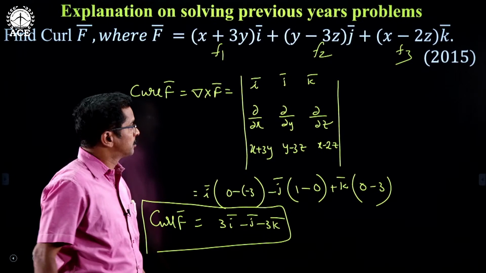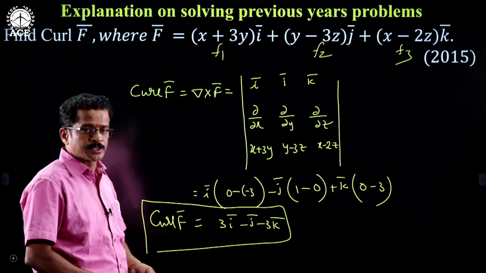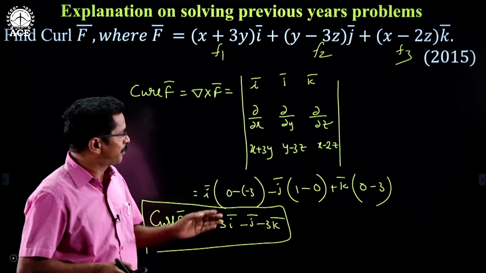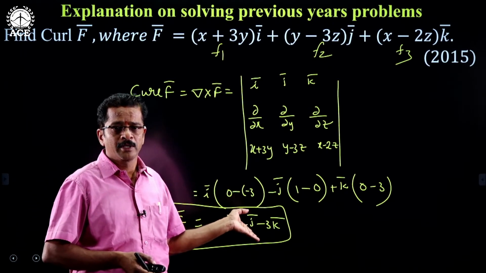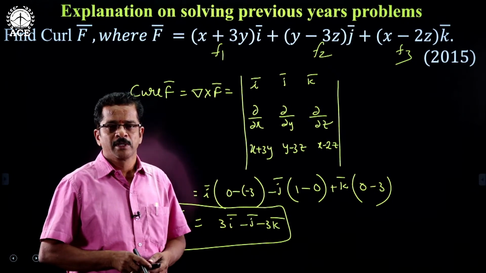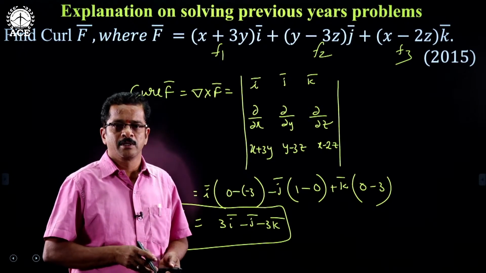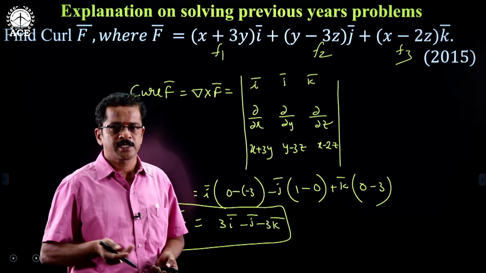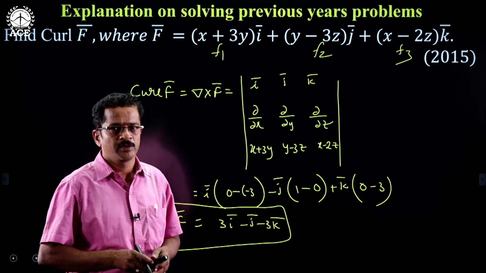Okay, so I have discussed one problem on curl F bar. For the remaining part, I will discuss some more problems on curl F bar. After completing curl F bar, we will go on to discuss vector identities. So in the next session, we will see the remaining part of vector differentiation.